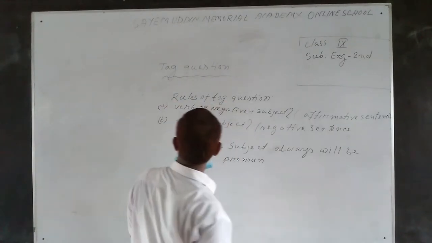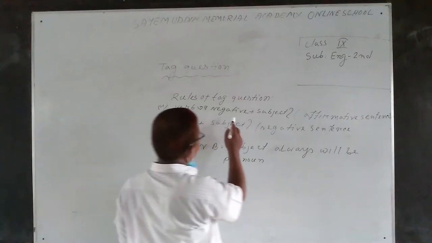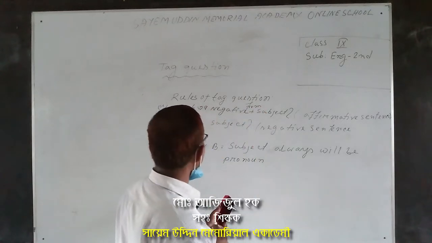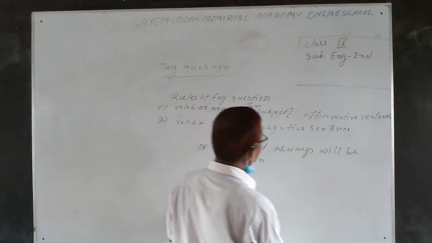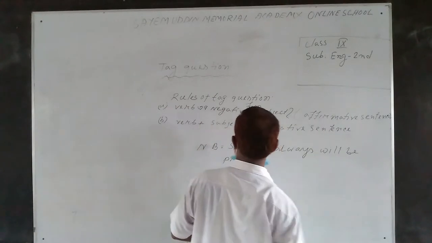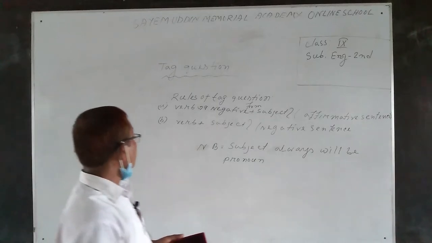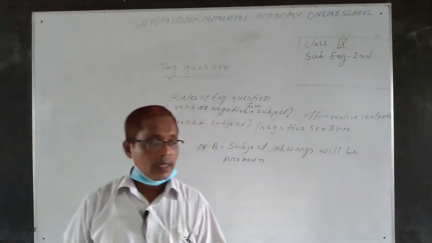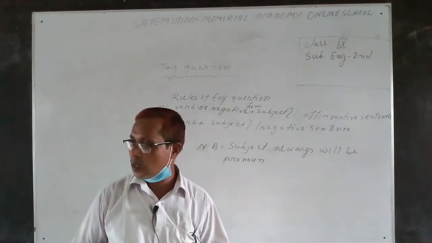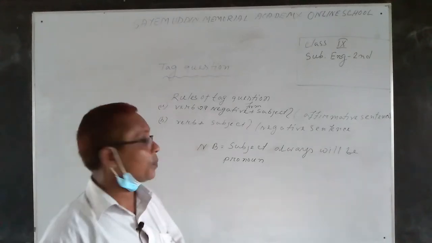Rules of tag question. Look at the board and write this in your khata. Verb plus negative form plus subject. If the sentence is affirmative, verb plus subject; if the sentence is negative, follow this. The subject always will be a pronoun. From this rule, we can see that only two words are used to make a tag question. One is verb and another is subject.